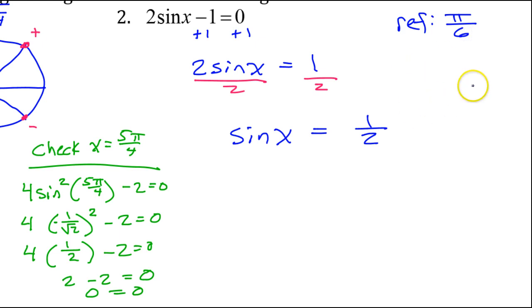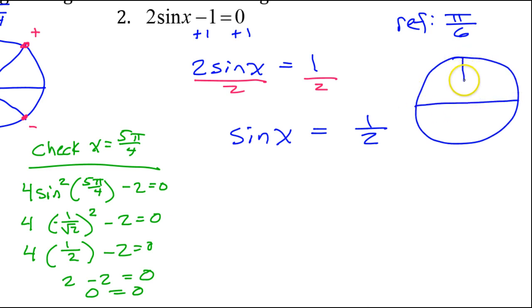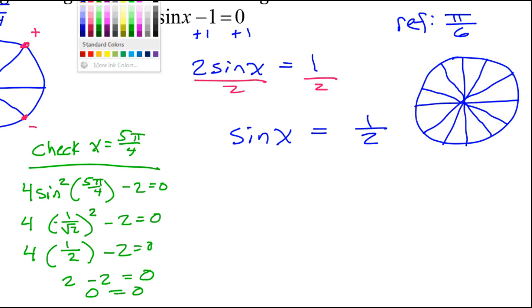But we should use that fact to draw ourselves a diagram. Okay, so here's the diagram. Here's pi. Now I'm going to divide this pi into 6 pieces. So I'm going to go like this. Okay, so I have 6 pieces in the top, so these are pi over 6s.